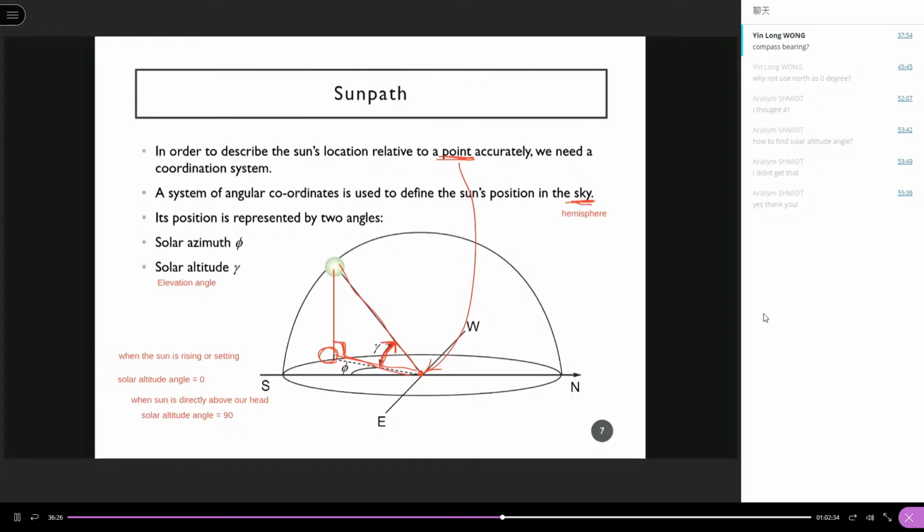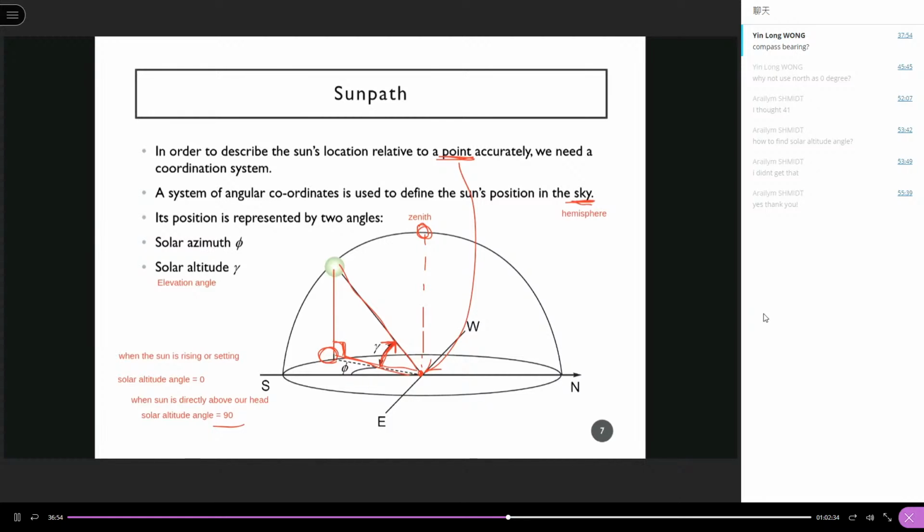Okay, so when the sun is at the zenith, directly above our head, then the altitude angle will be 90 degrees. This position is called the zenith, on the top of the sky hemisphere.